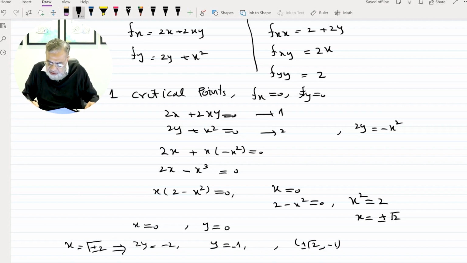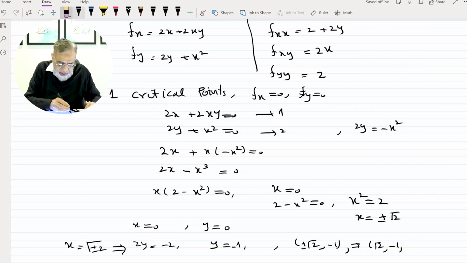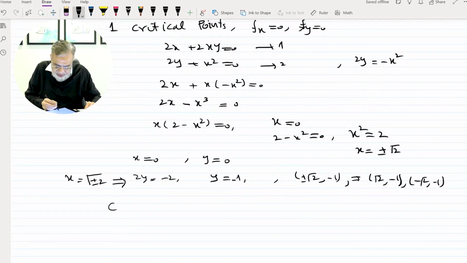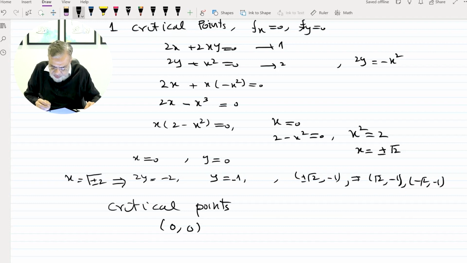So these are the points. There are 2 points here: root of 2 and minus 1, and minus root of 2 and minus 1. So we get here the critical points. We are having 3 critical points. Because the function is a polynomial function, these points are in the domain of the function. This is 0, 0, the first point.